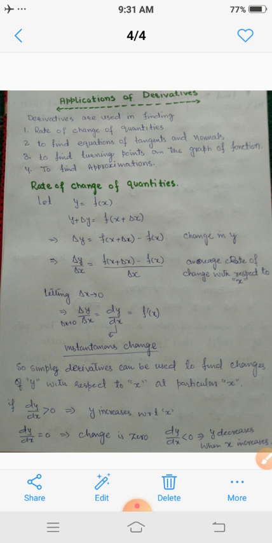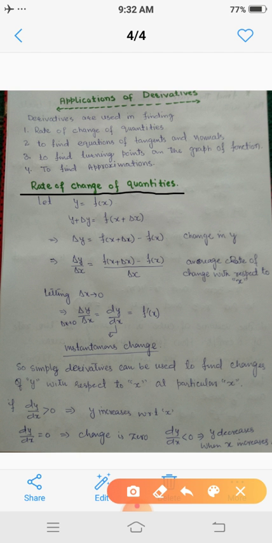So the first one is rate of change of quantities. Let y equals f of x be a function. Here y is the dependent variable, x is the independent variable, meaning y depends upon x. Now if we change x to x plus del x, this is a change. This means the corresponding change in y is y plus del y. When we subtract these two equations, we simply get del y equals f of x plus del x minus f of x. So this is simply the change in y when we change x.